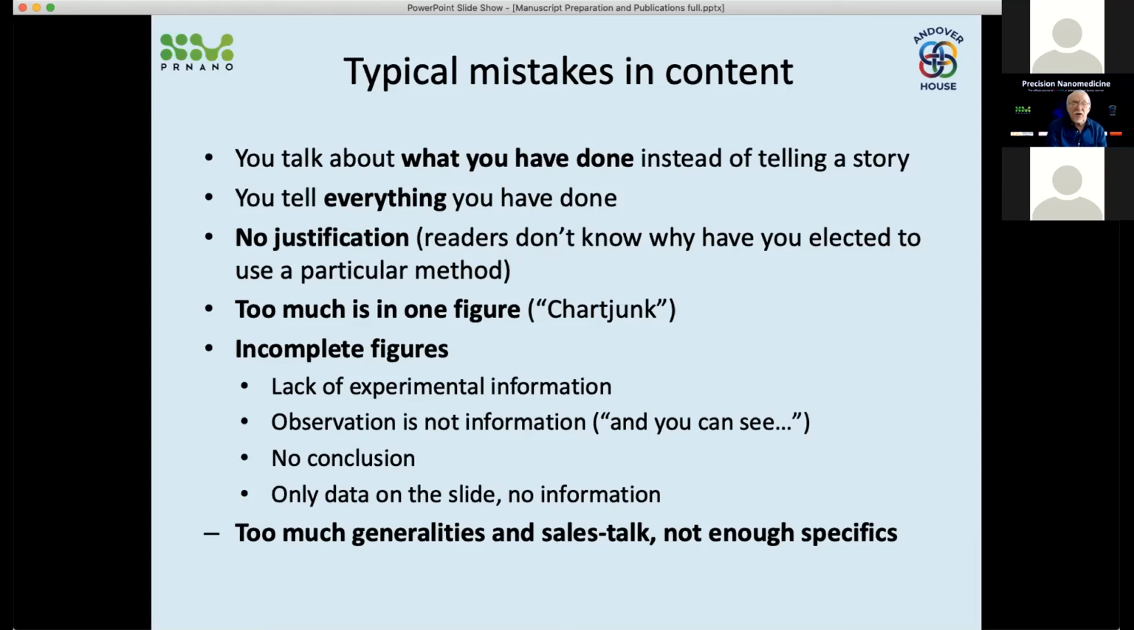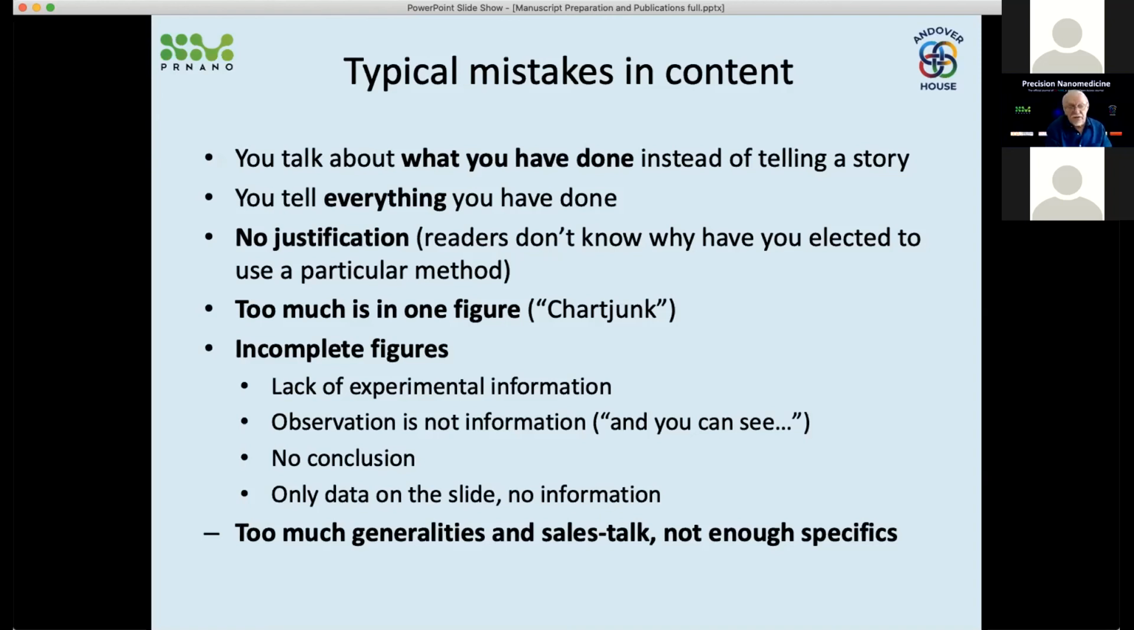method. Too much is in one figure. That's an often committed mistake when the number of figures is limited, and then authors are trying to scrape all graphs into one figure. The opposite, incomplete figures, that lack experimental information. Observation is not information, as I've said. Data is not information. You have to show the correlation between them.